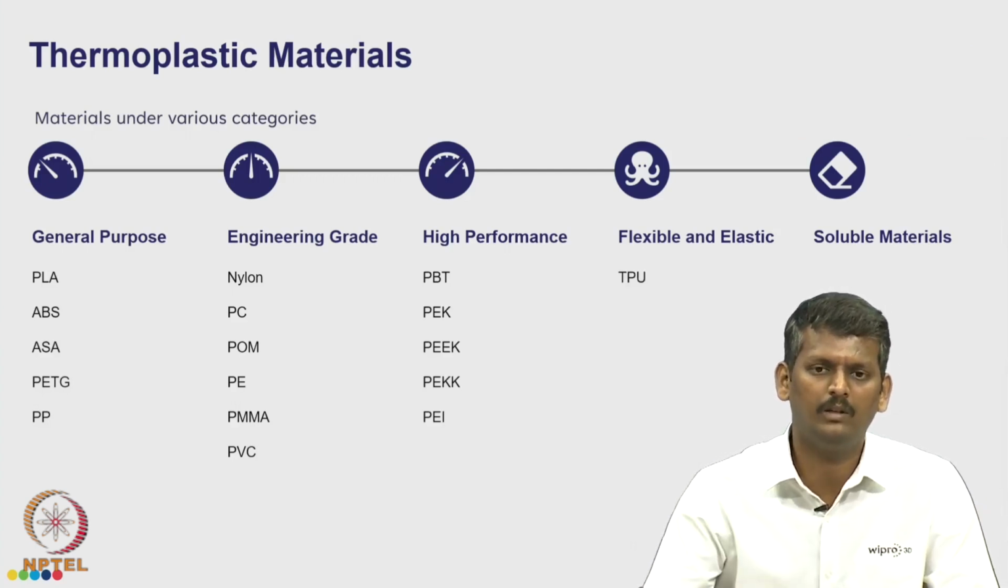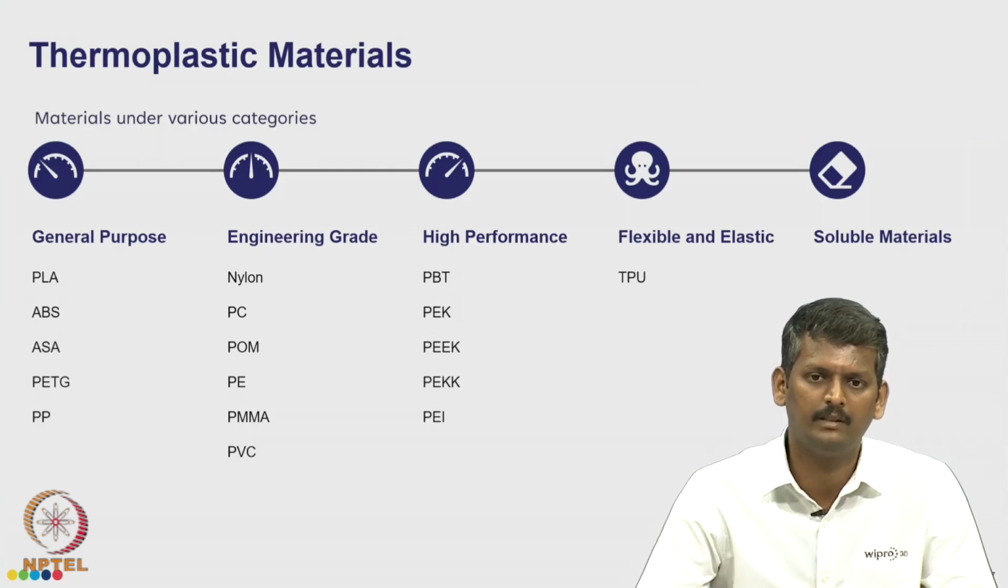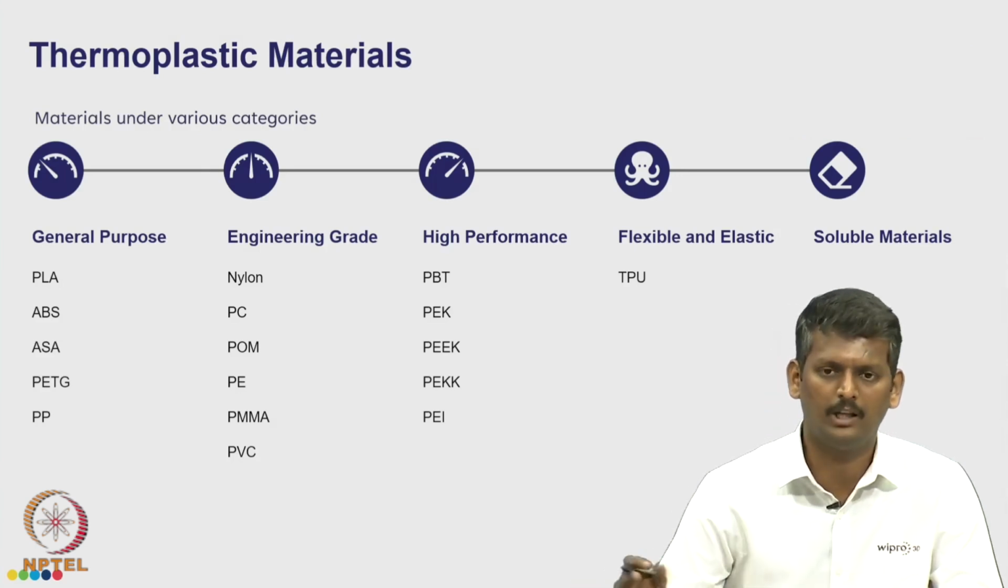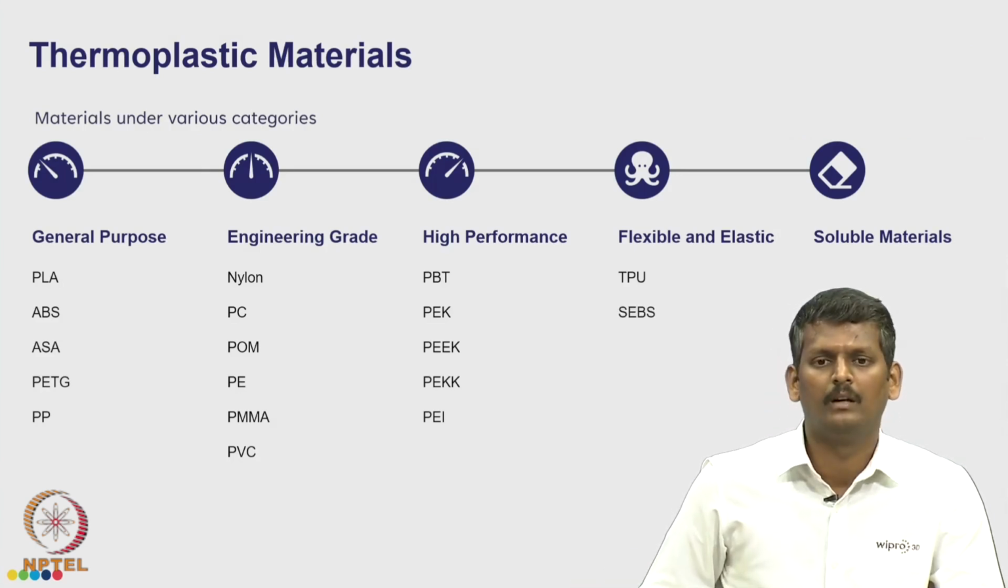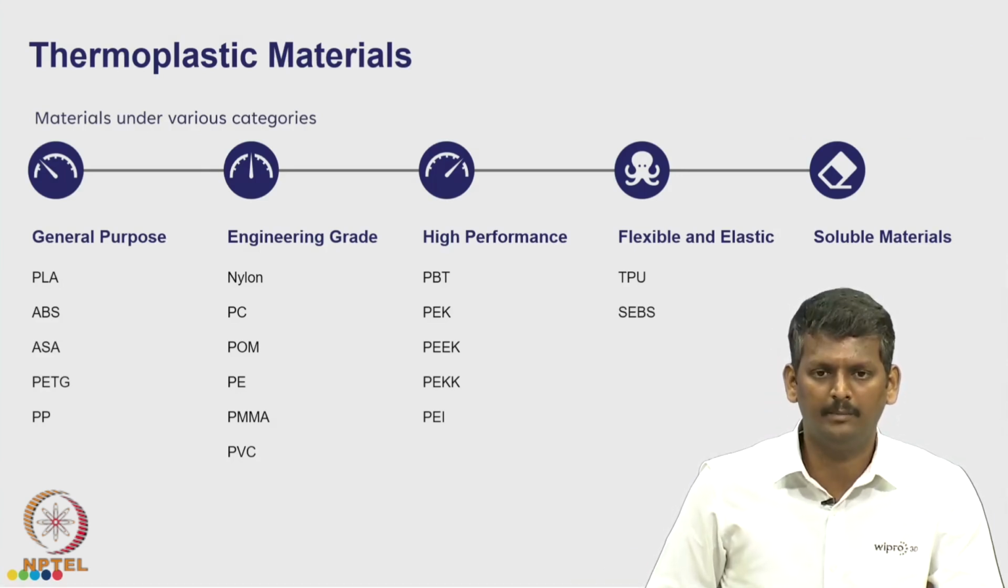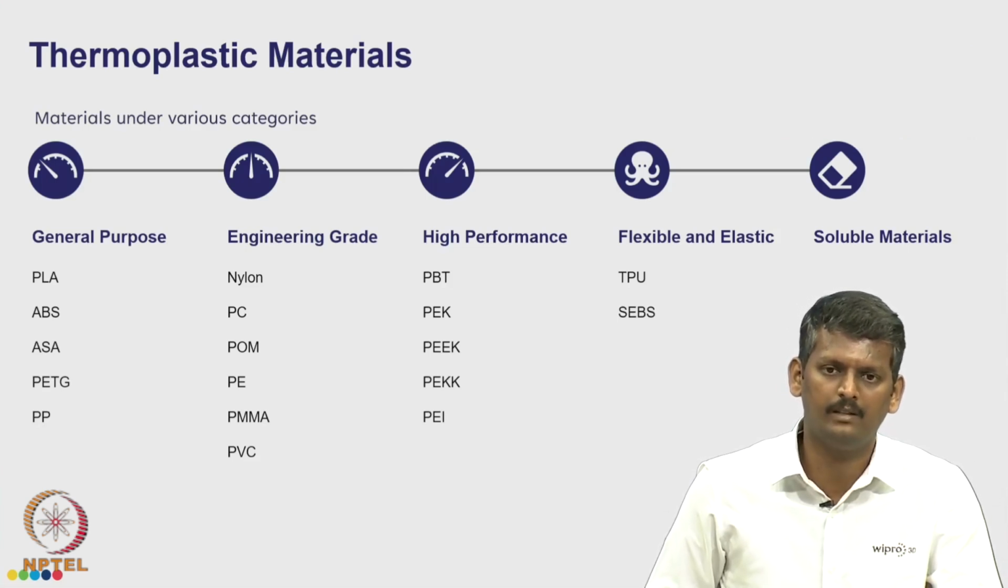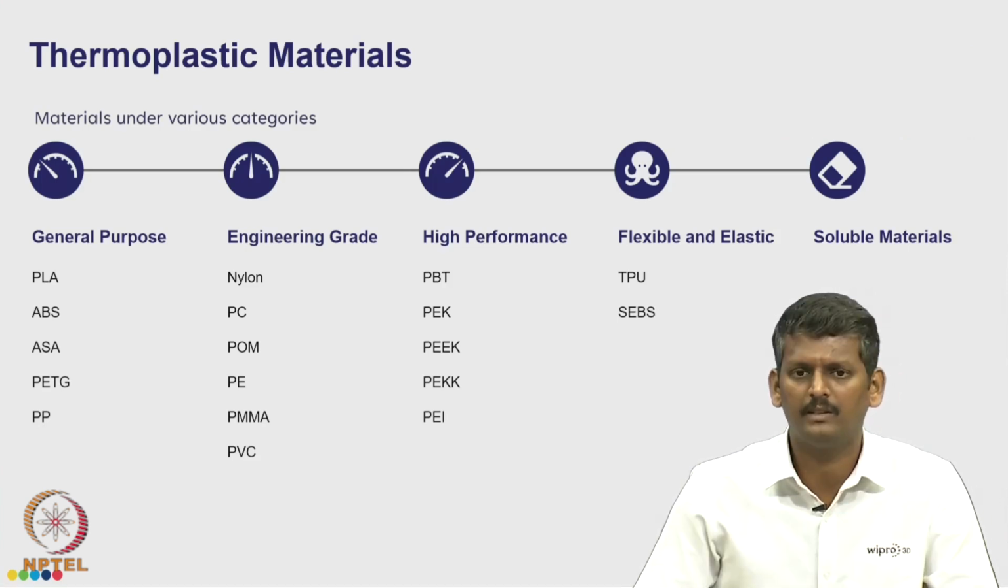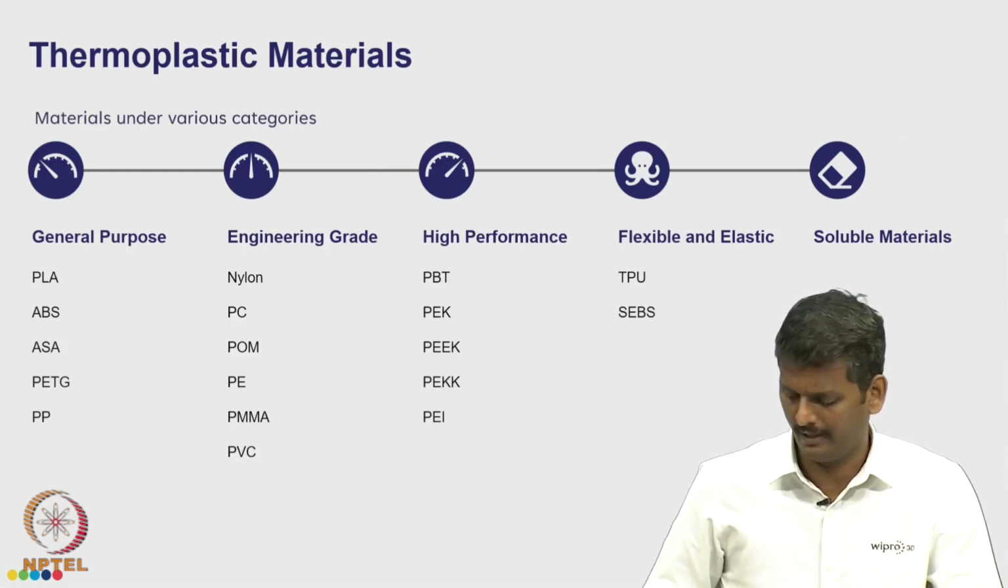Then coming to the flexible and elastic materials, we have TPU, that is thermoplastic polyurethane, which is actually a category under thermoplastic elastomers, that comes under elastomers also. And we have another material called SEPS, this is also again a thermoplastic elastomer category of material, which is called styrene ethylene butylene styrene.